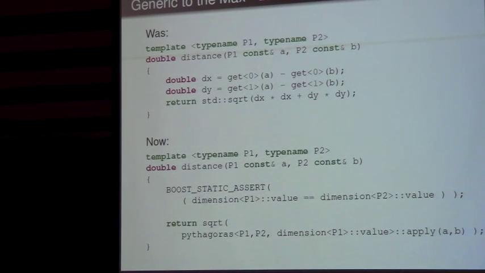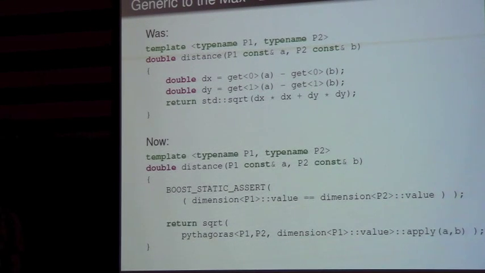So what's the next step here? Well, let's change our distance. This is what we had before. And now we have this. The square root of our Pythagoras, specialized on the points, and this thing, dimension P1 value. And then we apply. So any idea what this dimension P1 value must be? Number for x, y, z, or number of points. Okay, the number of dimensions.